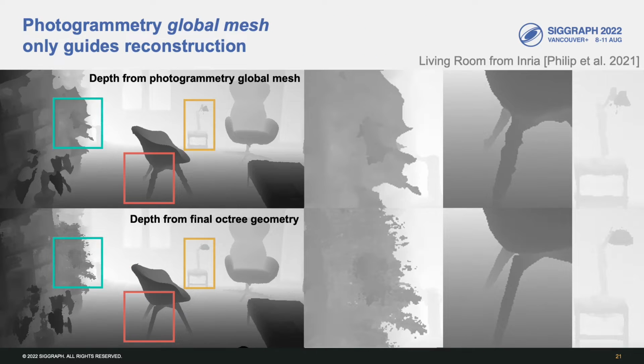And just to show that the global mesh only guides the reconstruction, through depth renderings of the volume, we can see the improvement of the recovered geometry that contributes to our improved rendering quality, such as on the plant, the chair leg, and the far table lamp.